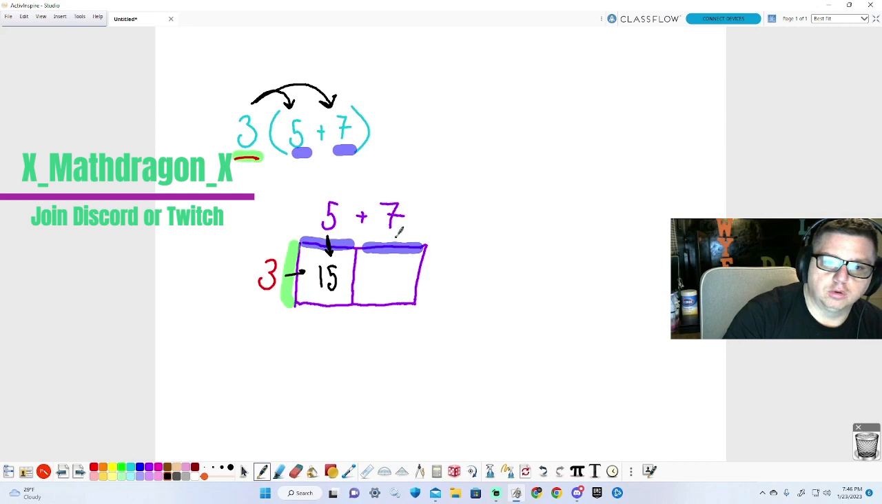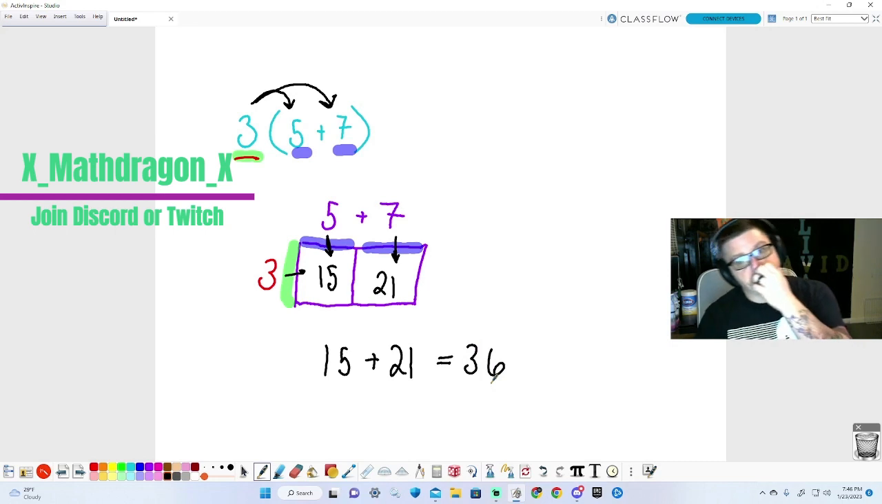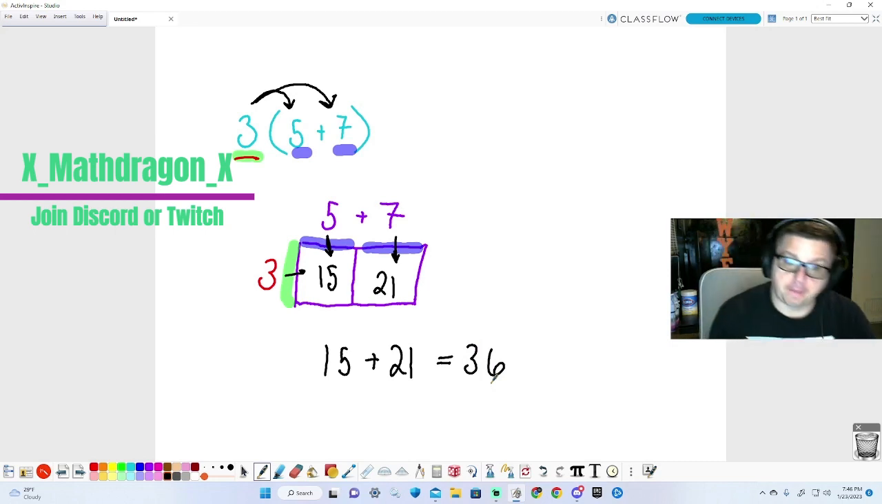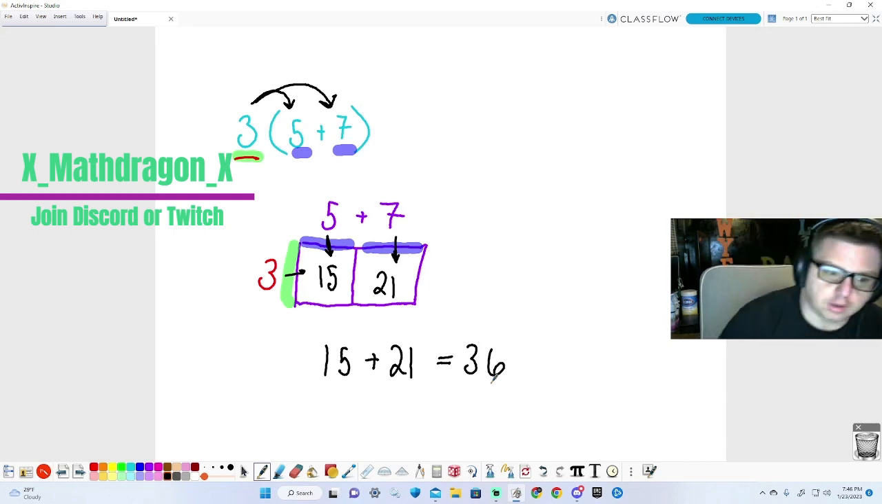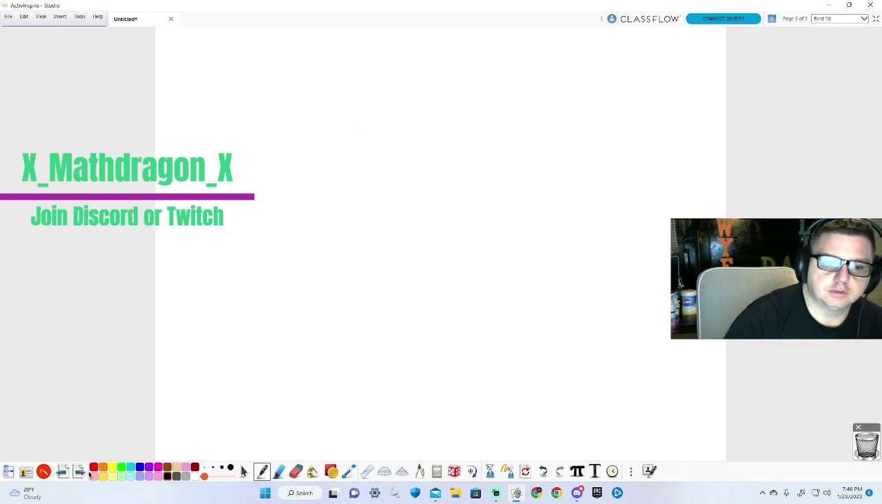Then we do row times column here. 3 times 7 gives me 21. And they're both positive numbers, so I would write 15 and a positive 21. And we will put those together and get 36 as our total. That is distribution in a nutshell and box method. It could work as well with negatives.